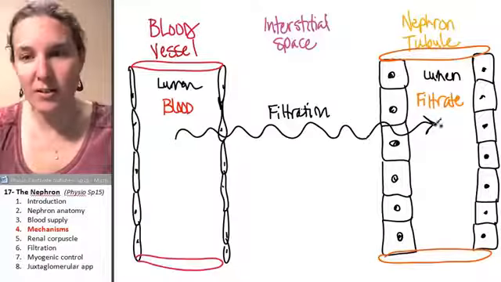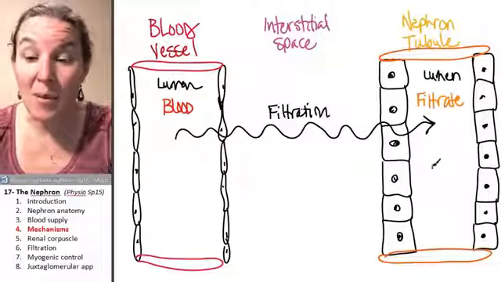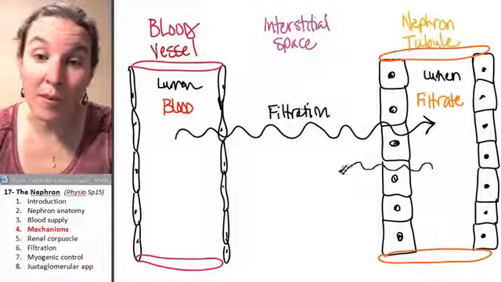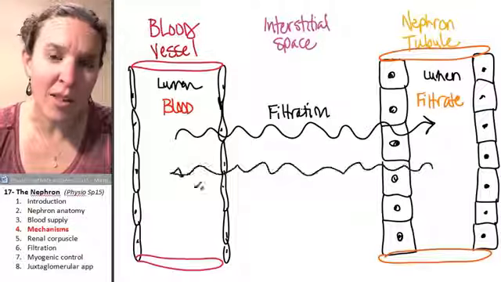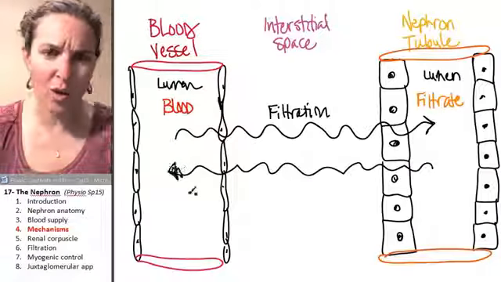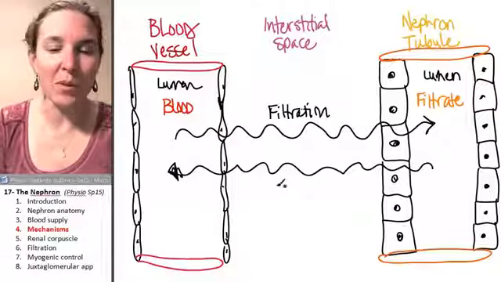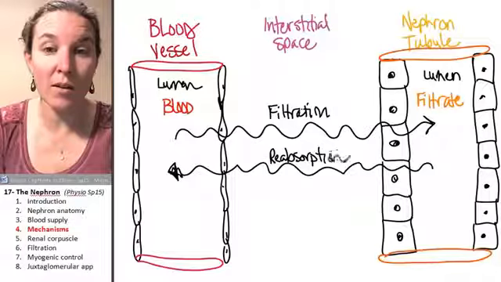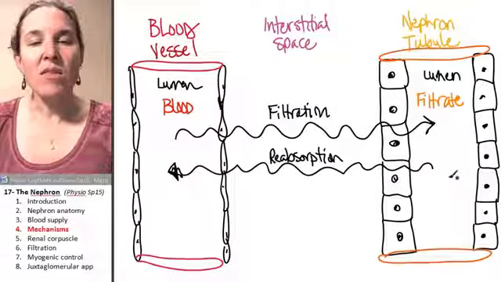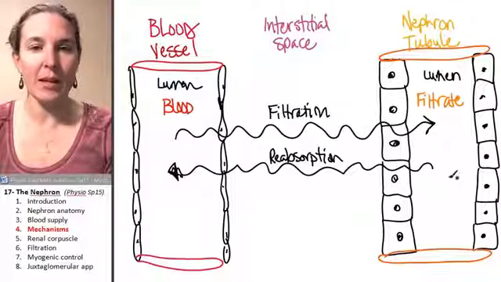Sometimes filtration gets stuff out that we want back. And so sometimes we can reabsorb stuff into the blood. If we move something from the filtrate into the blood, this is called reabsorption. They're the same essential process in opposite directions.